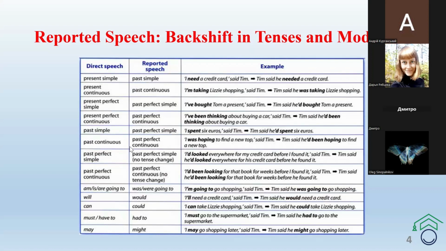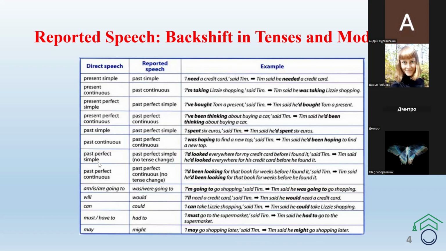Даша Рябцева. I'm sorry, Dasha. Past continuous is changed to past perfect continuous. I was hoping to find a new top, said Tim. Tim said he had been hoping to find a new top. A new top, he'd been hoping to find. You're right. One more sentence, Dasha.